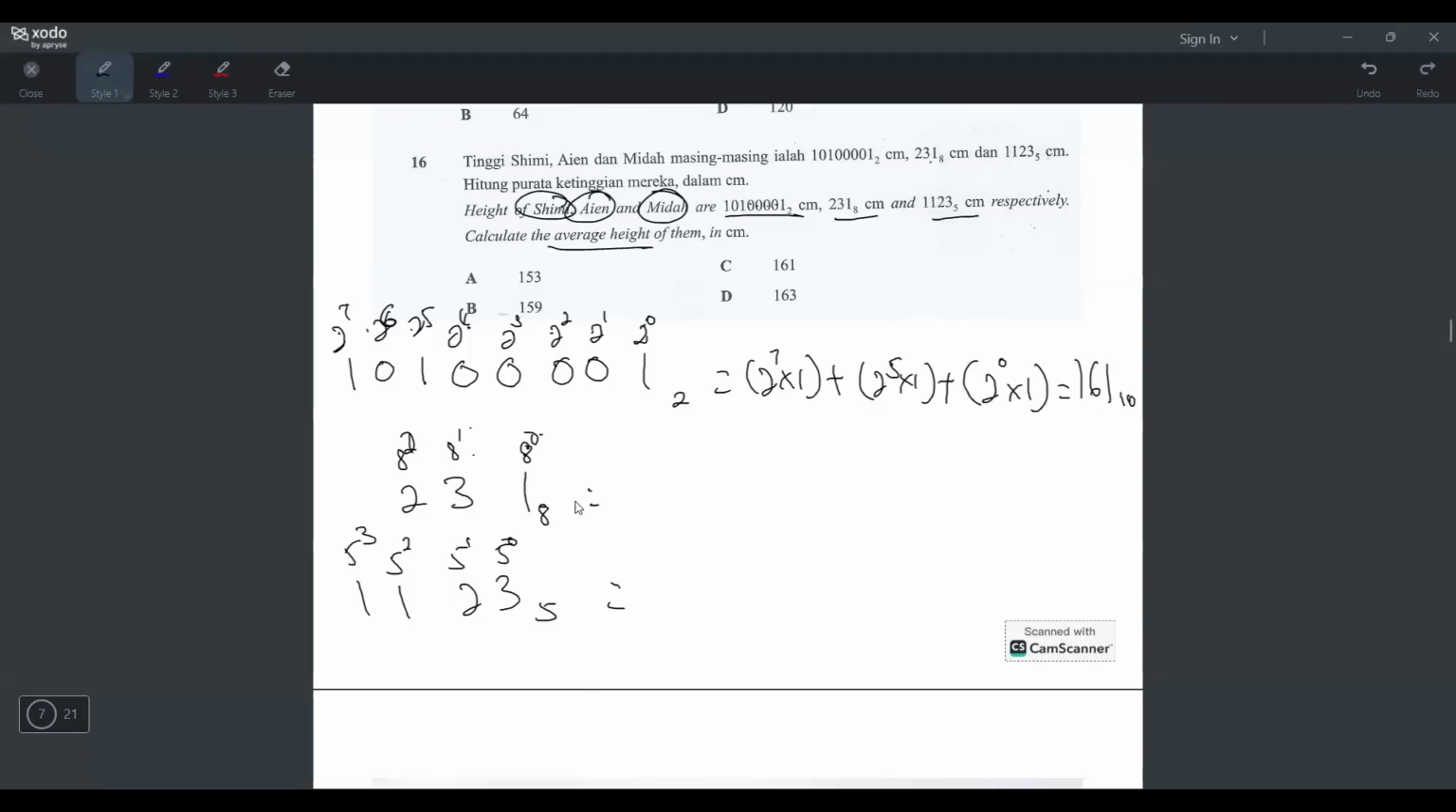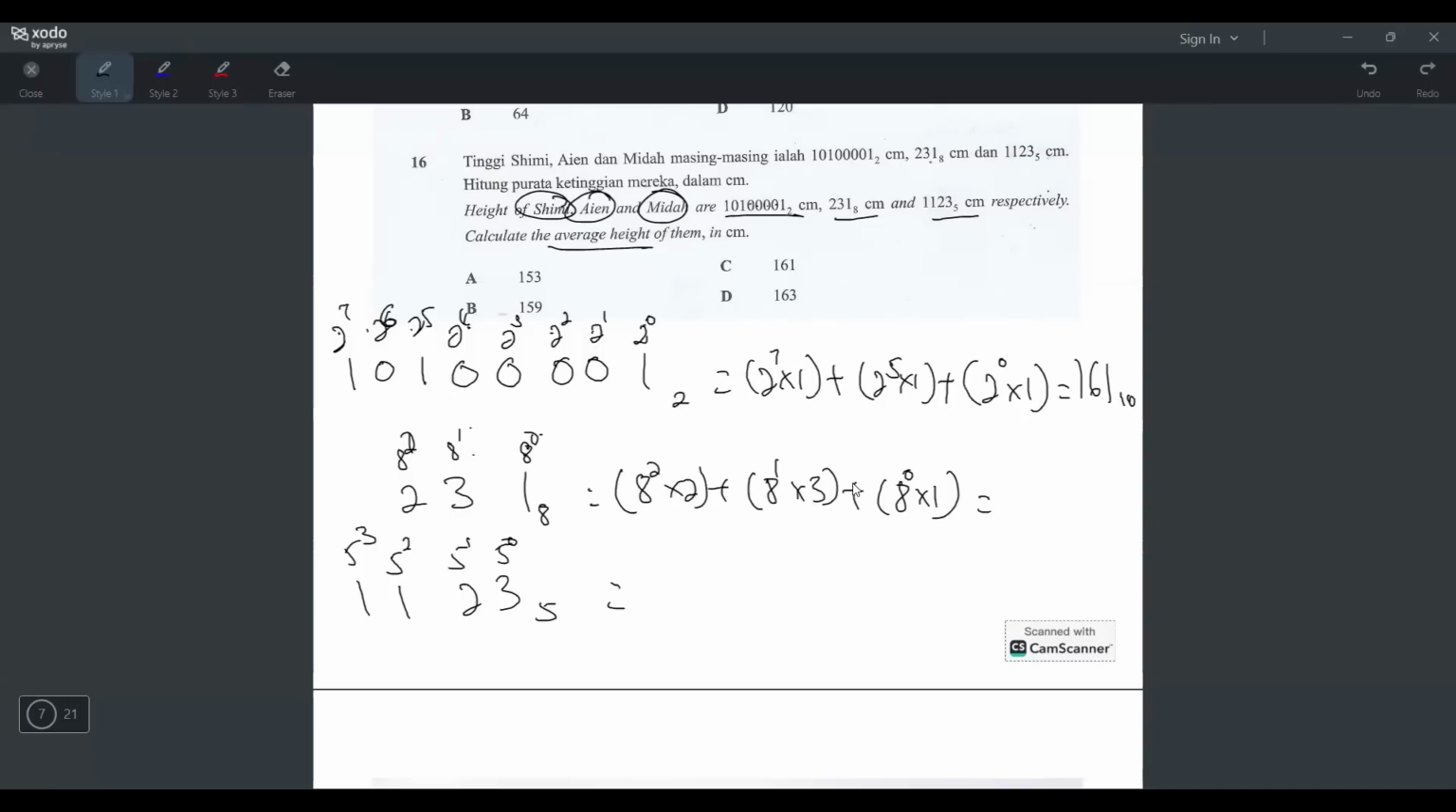What is the height in base 10? So same thing. You have to take 8 power 2 times 2. And then 8 power 1 times 3. And then 8 power 0 times 1. Okay. Top, multiply, bottom. It means you take the place value times the digit. Right. And then after you multiply everything, you add everything. Okay, let's press.